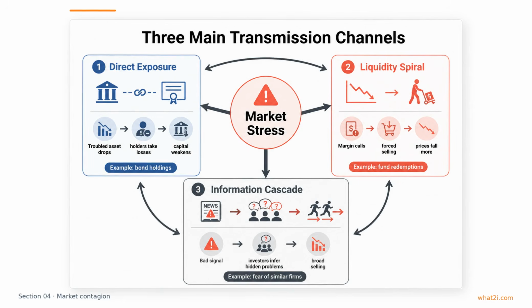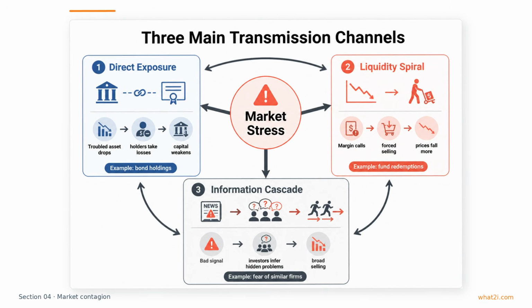Although crises can look chaotic, contagion often travels through a few main transmission channels. The first is direct exposure, where investors or institutions actually hold the troubled asset and suffer losses immediately. The second is a liquidity spiral, where falling prices lead to margin calls or redemptions, which force more selling and push prices down further.